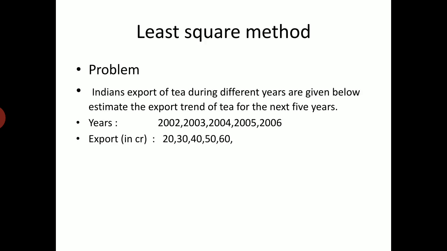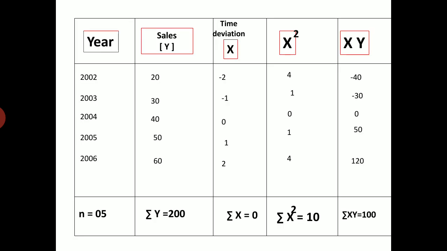Least square method. Here is a problem. Indian export of tea during different years are given below. Estimate the export trend of tea for the next 5 years. Years 2002, 2003, 2004, 2005 and 2006. Exports measured in crores: 20, 30, 40, 50 and 60.